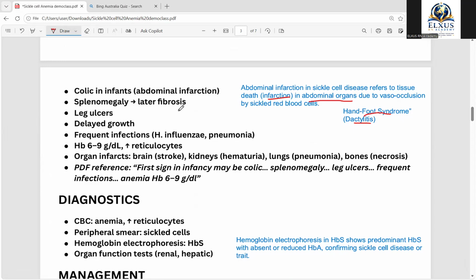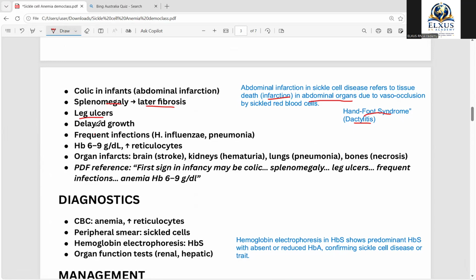Okay, and because of the enlargement of the spleen, later it becomes fibrosis of the spleen, and with the obstruction of the blood flow, the peripheral circulation is getting interrupted. It can lead to formation of ulcers. That means the pooling of the blood in the blood vessel can lead to what? Stagnation. That means it can lead to leg ulcer.